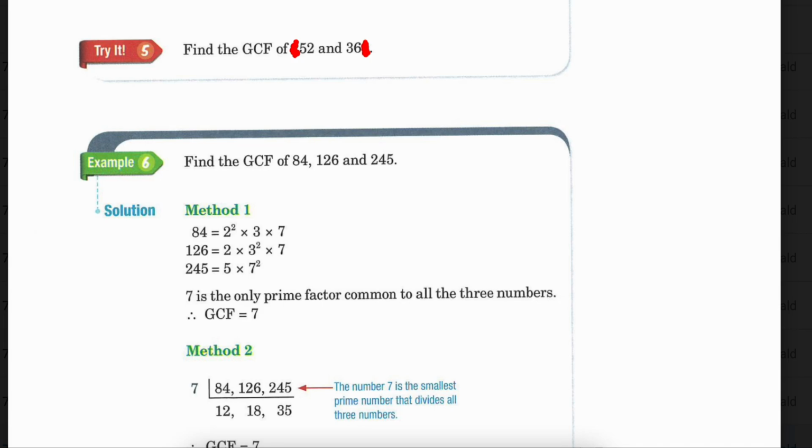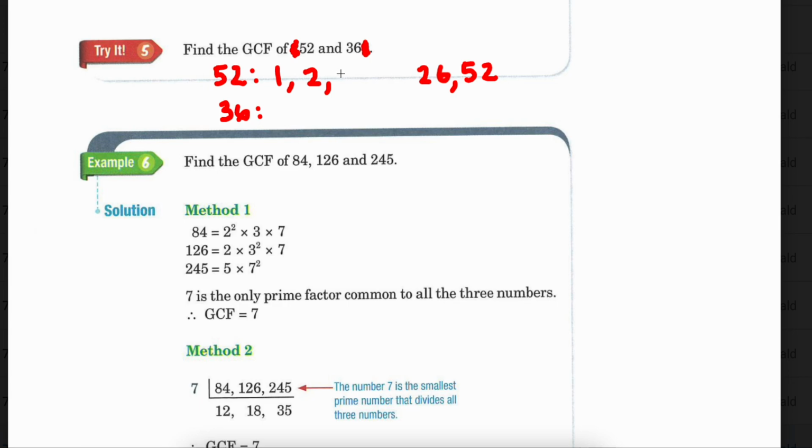All right, let's go ahead and try a problem on our own. Find the greatest common factor of 52 and 36. Pause the video and figure it out on your own first. So I'm going to list the factors of 52 and 36. Starting with 52, 1 times 52 will get me to 52. Going down the line now, I have 2. Half of 52 is 26. So 2 times 26 will get me to 52.